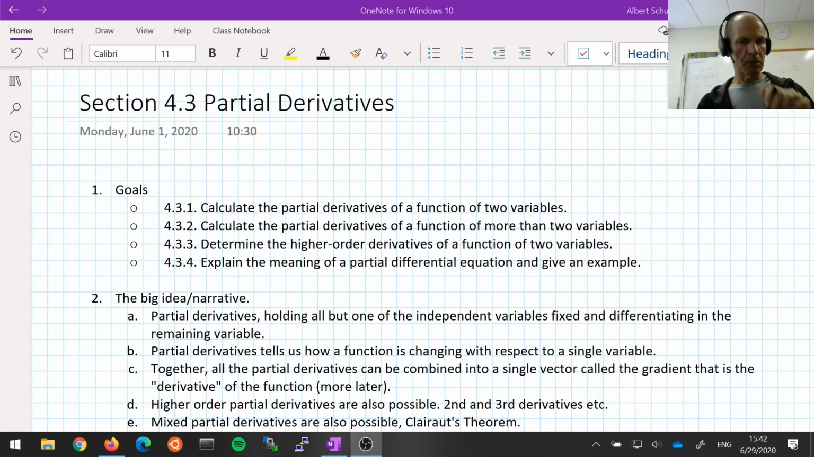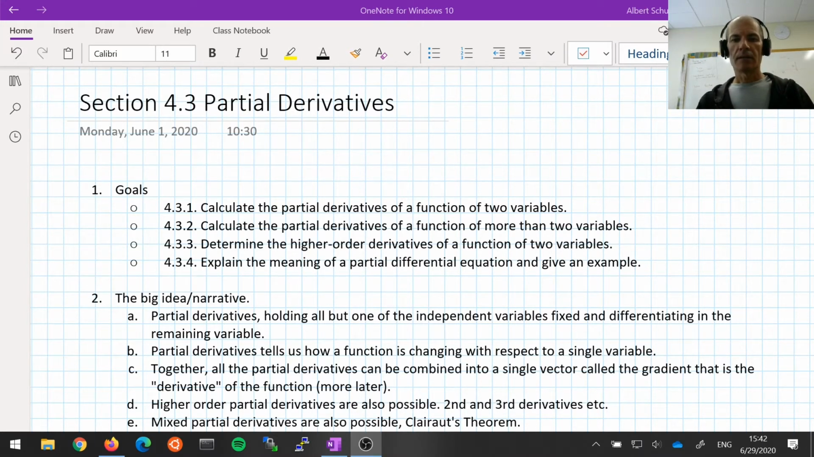Which takes us to section 4.3, where we talk about partial derivatives. So now we're returning back to calculus in the context of functions of several variables. Partial derivatives are a way of doing differential calculus one variable at a time using what you've already learned in Calculus 1 about the derivative. The goals here are to, of course, be able to calculate partial derivatives, and you're going to find that it's relatively straightforward because many of the formulas that you learned in Calc 1 are still relevant here.